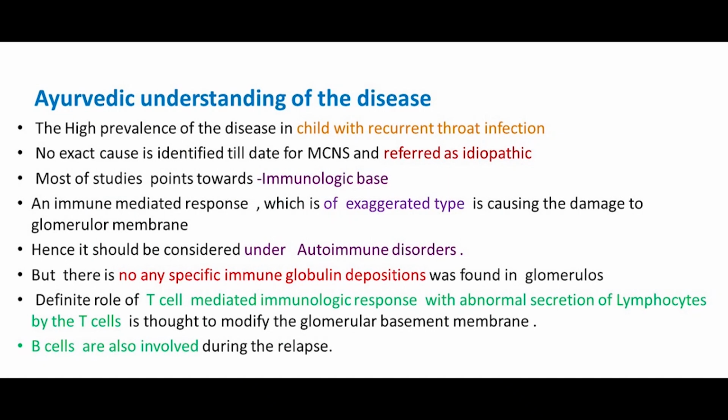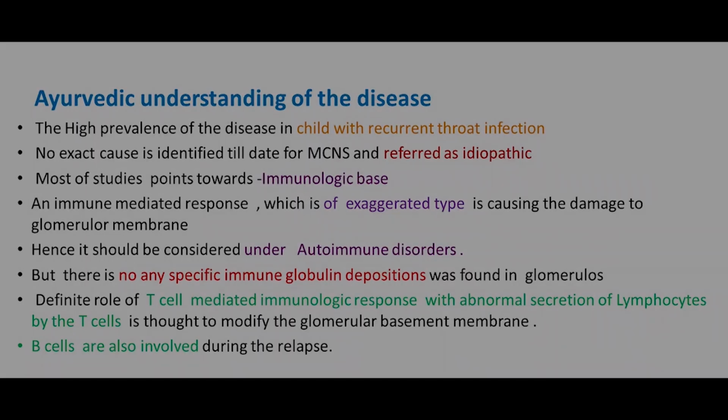Yes, now we will come to the main part of our talk, that is the Ayurvedic understanding of this particular disease. See, certain facts have to be considered here. Number one, the high prevalence of this disease is in children with recurrent throat infection. When you see minimal change nephrotic syndrome or idiopathic nephrotic syndrome, we will get a strong history of recurrent respiratory tract infection or recurrent throat infection.